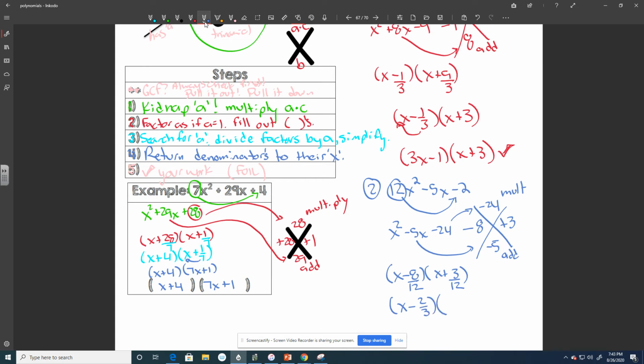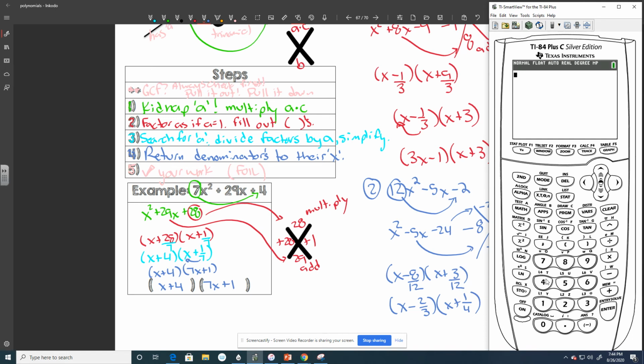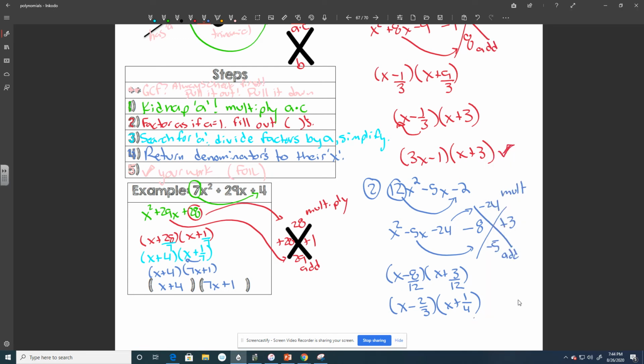And this one, x plus 3 over 12, that simplifies to 1/4. If you're not very good at simplifying fractions, plug 8 over 12 into the calculator. In fact, let's show you really quick. If I do 8 divided by 12 and hit enter, it's going to give me a decimal. But from there, if I go math, enter, enter, it turns it into a fraction, but it's in simplest form, and it tells me 2/3.